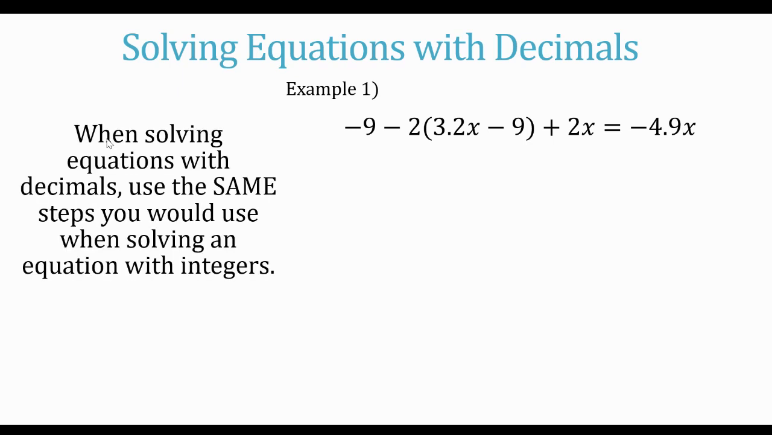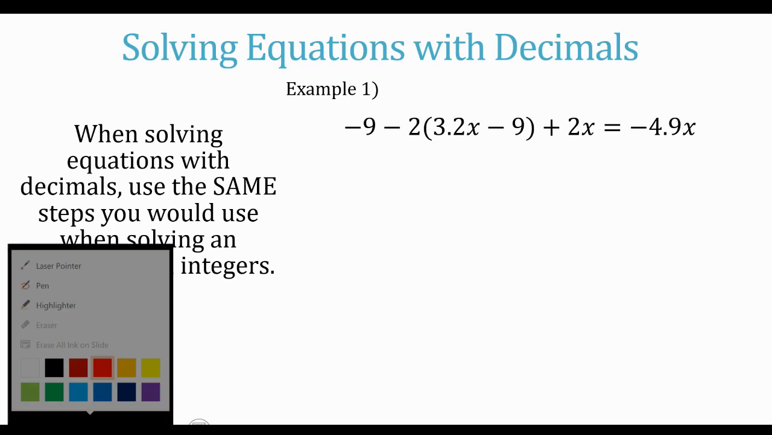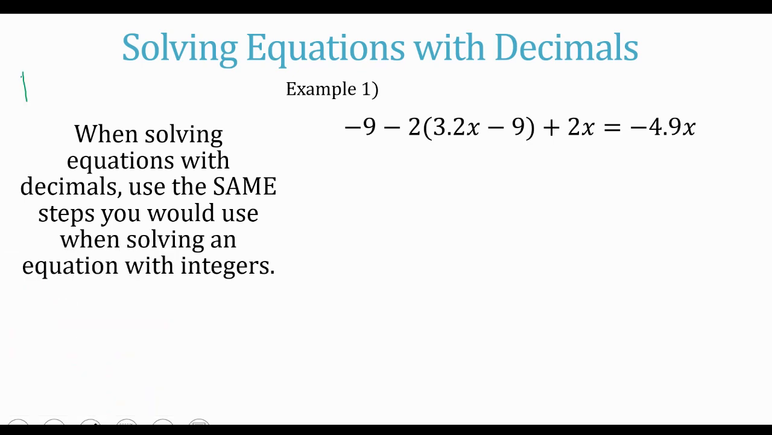So what we need to remember is when solving equations with decimals, use the same steps you would use when solving equations with integers. So hopefully you remember that kind of corny, don't call me after midnight, to help you when we're solving these. So we always distribute first, then we combine like terms as long as they're on the same side of the equal sign. Then we move our constant, we add or subtract, and then we multiply or divide in the end.